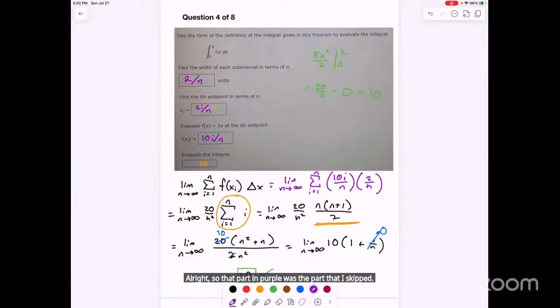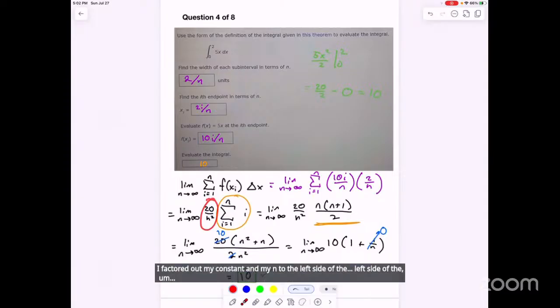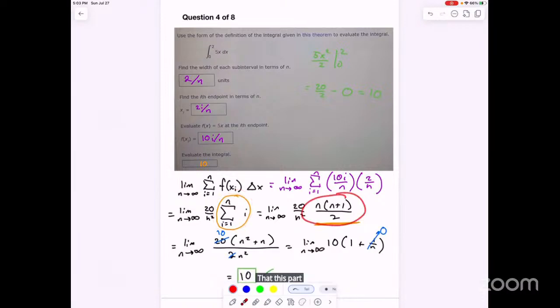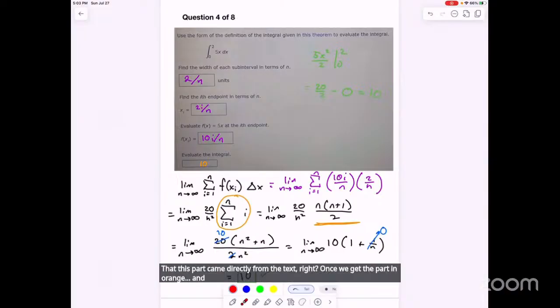And then from there, 10 times 2 gave me my 20. n times n gave me n squared. And I basically used algebra. I factored out my constant and my n to the left side of the summation, and I left my i on the right hand side. So then once we had that part in orange, that this part came directly from the text, right?